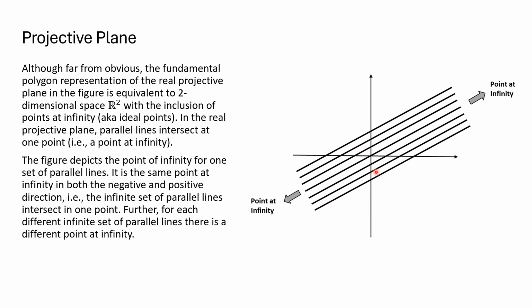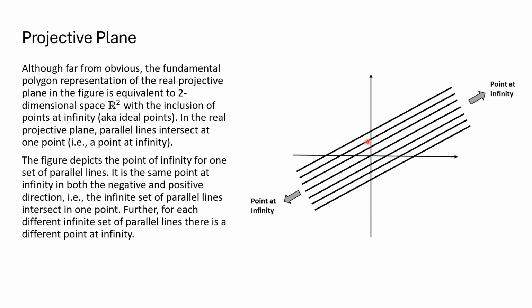So what I've shown here are a bunch of parallel lines with a given slope, and the point at infinity is where they intersect. So if you go infinitely in this direction or infinitely in the negative direction, it's the same point. It's just one point for these parallel lines, and they all intersect at that so-called point at infinity.